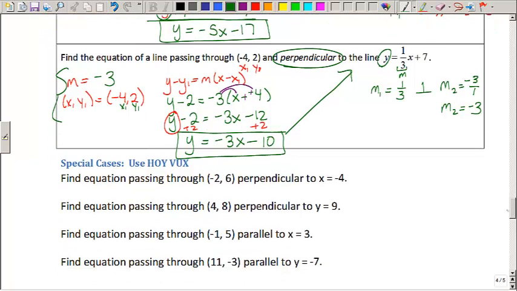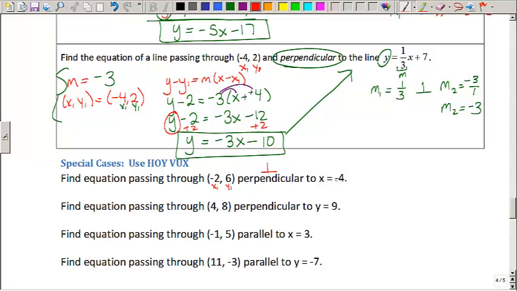We do have a few special cases using perpendicular and parallel. I have 4 very quick examples here. Notice I didn't put a lot of room here because they don't take a lot of work. So the first problem says find an equation passing through this point. That's going to be my x1, y1. And I need to be perpendicular to this line x equals negative 4.